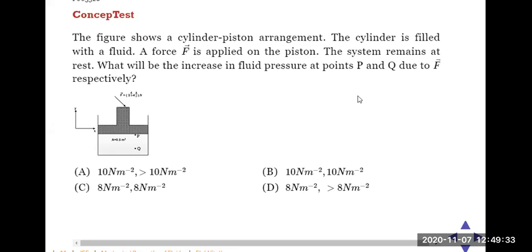Think about it, guys. What is the force in y-axis? Tell me, what is the force in y-axis? I hope all of you understood the problem, right? Okay, let's see. The answer is C.